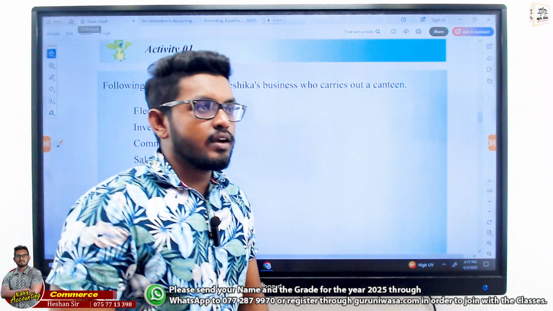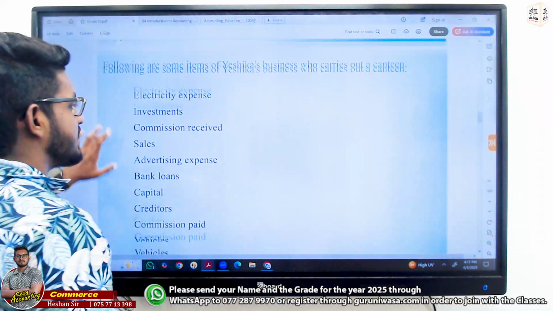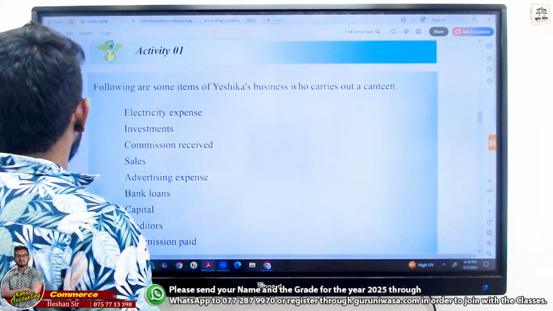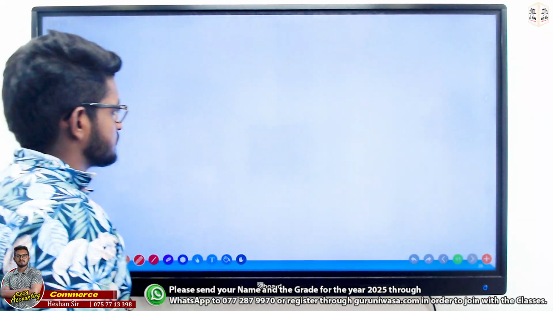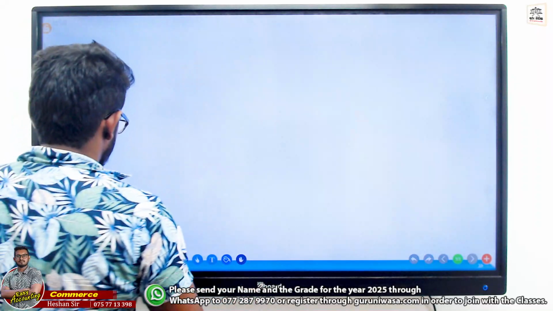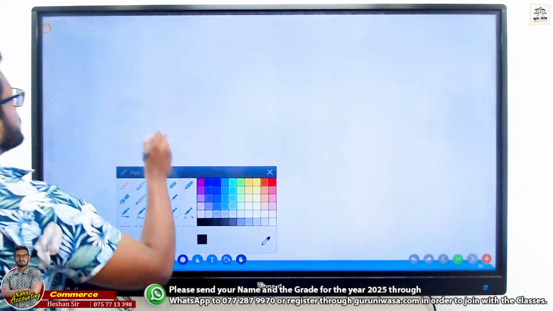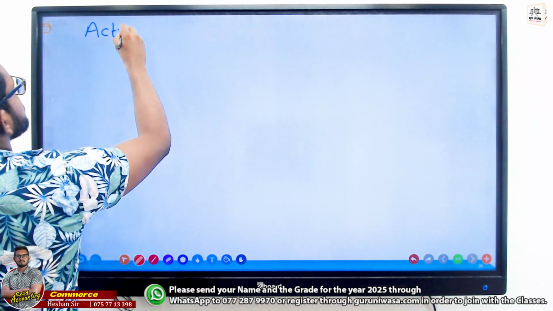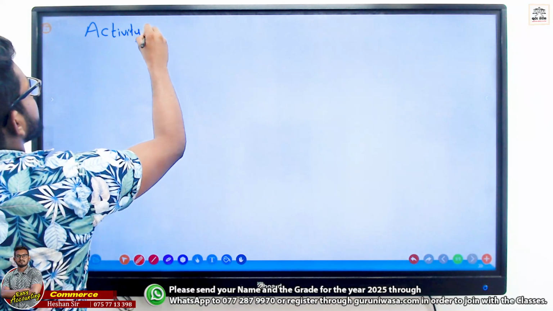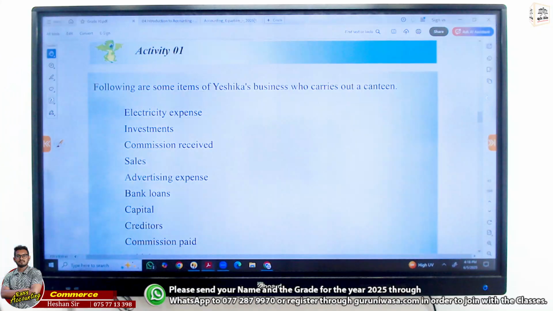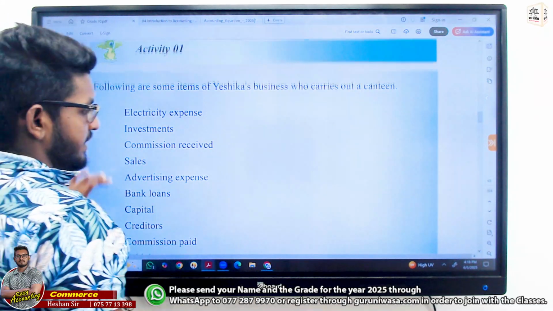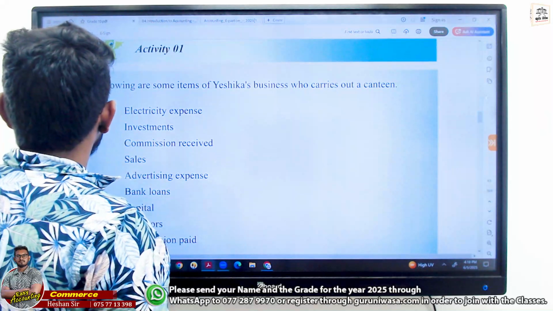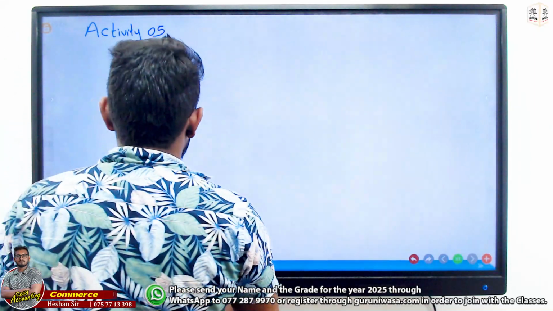Okay, let's do first these things. Activity 1, page number 55. Take out your writing book, write the thing. Activity 1, page number 55.